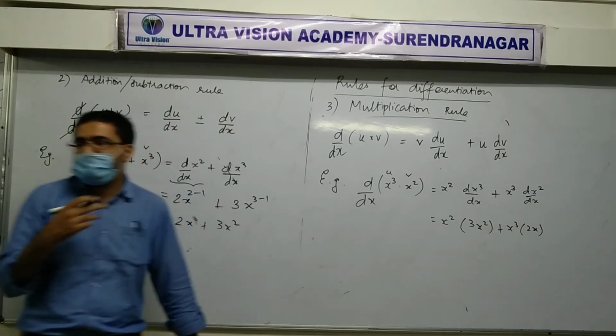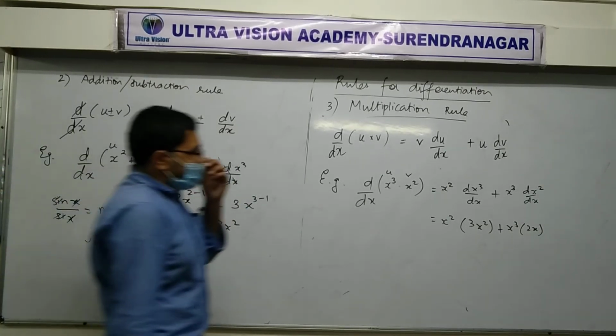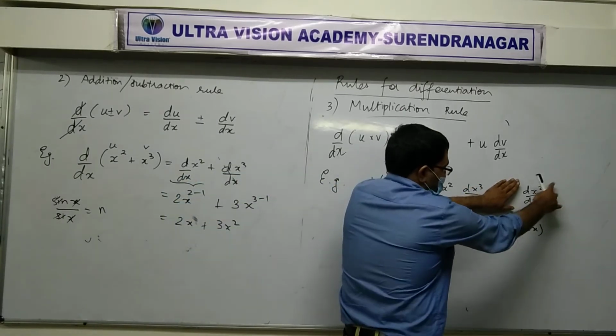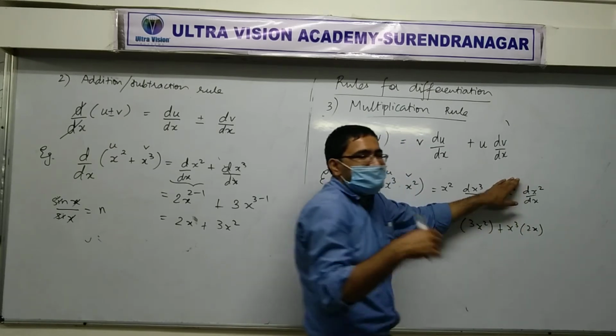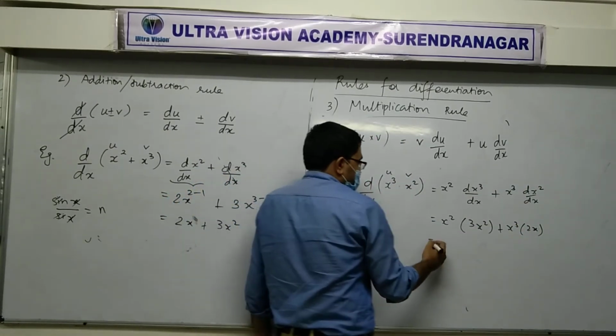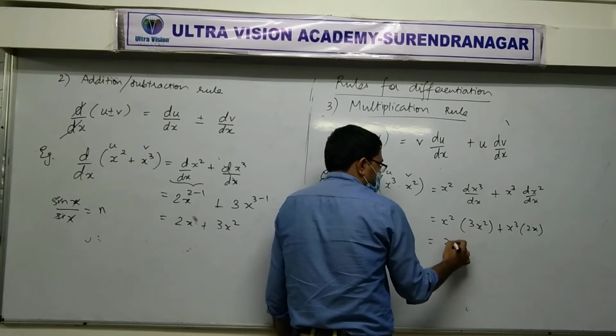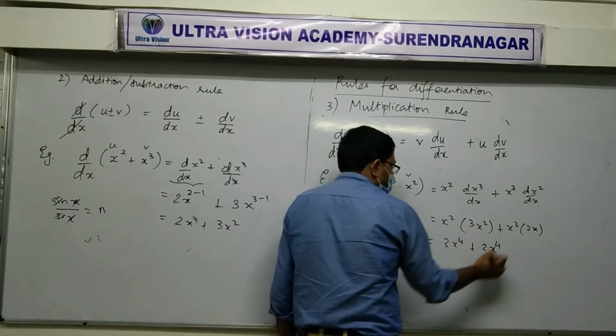Why 2x again? Use that procedure I told you. Put the power down, 2, and then decrease the power by 1, so 2 will become 1. Understood? Okay. Multiply that out: 3 into x squared times x squared means x raised to 4, plus 2 into x raised to 4.